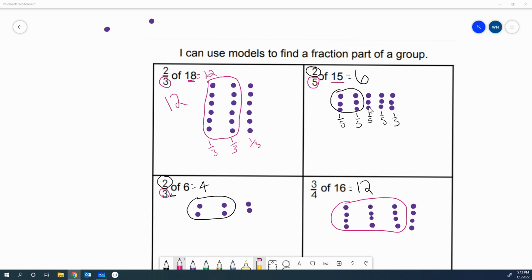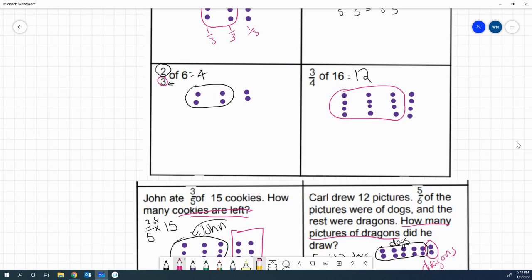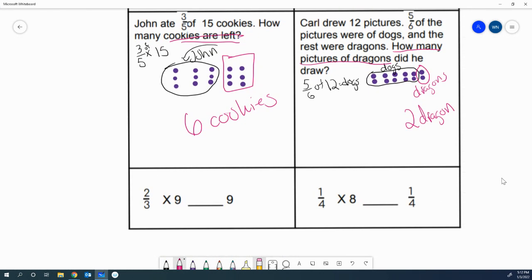And remember, the reason that is, we're taking a fractional part of the whole number. 2/5 of 15 can't be bigger than 15 because 2/5 is smaller than 1. We're taking a small part of that 15. So let's go back down to those bottom problems. 2/3, remember that times also means of. So 2/3 of 9. In your head, do you think that is going to be greater or less than 9?